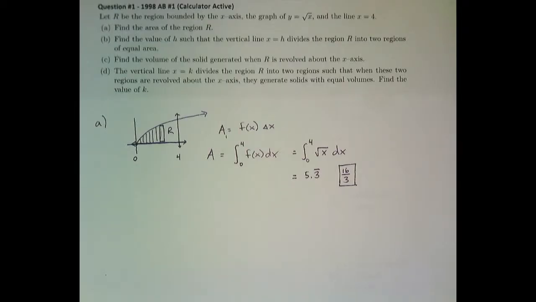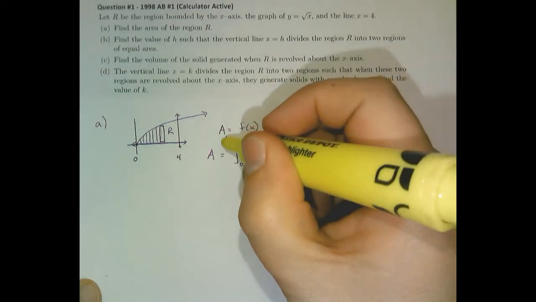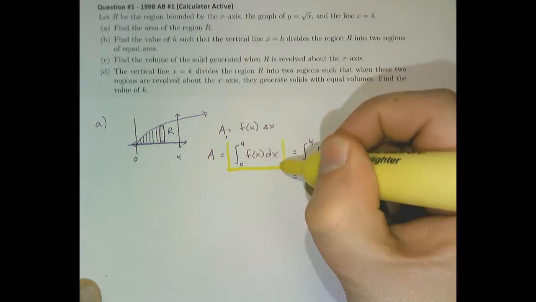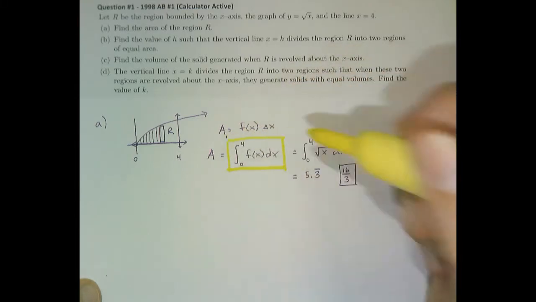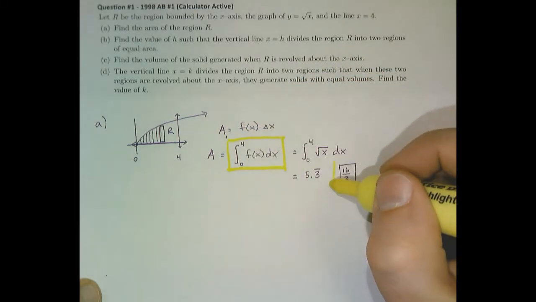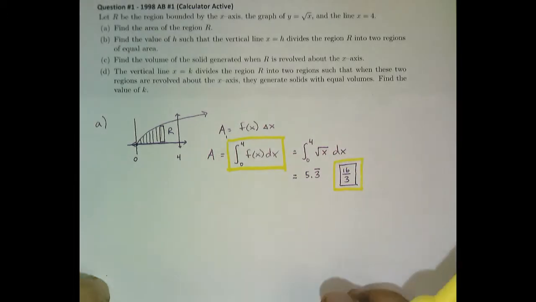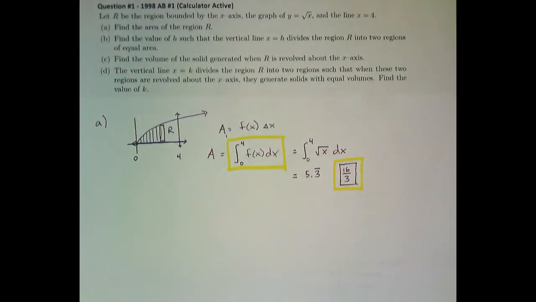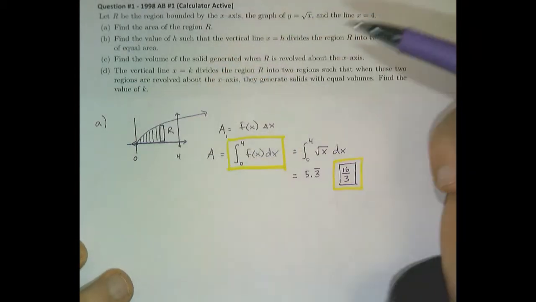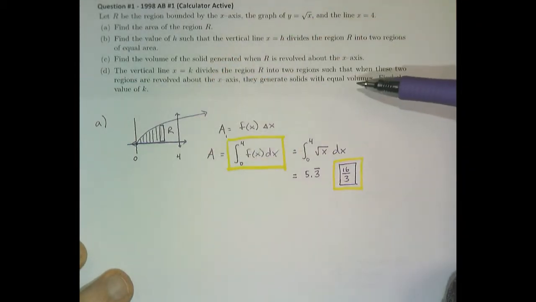All right, so the grading for part A is 2 points. You're going to get your first point if you have the integral expression that calculates area, and you'll get your second point if you were able to correctly evaluate that, either by hand or using a calculator. So, moving on to part B, they're saying find the value h such that the vertical line x equals h divides the region into two regions of equal area.